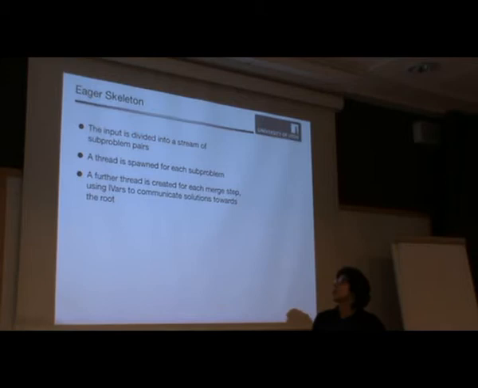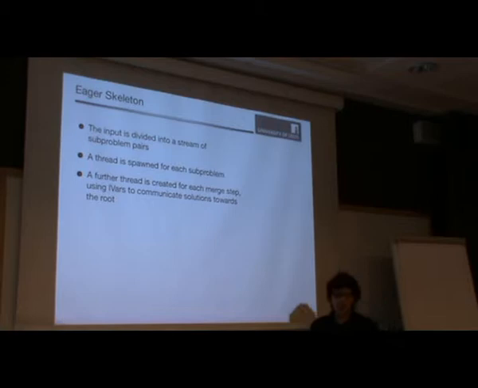The next skeleton uses a bottom up approach. So instead of getting the original problem and dividing it, here we divide the data set into a stream of subsets, create tasks to compute joint counter net for each subset, and also we create a merger task that merges joint counter nets in a binary merge scheme.